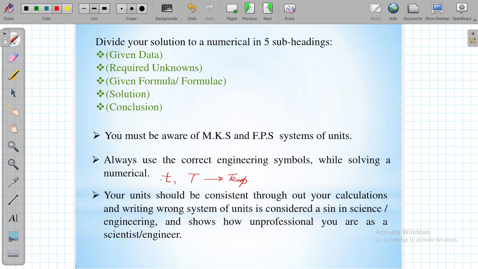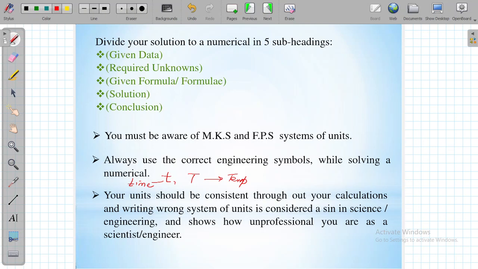Temperature, and this symbol is for time. Do not use that. Small t is the symbol for the temperature, and the capital T is the symbol for the time. So these type of mistakes, do not commit. The correct engineering symbols are very important in numericals.